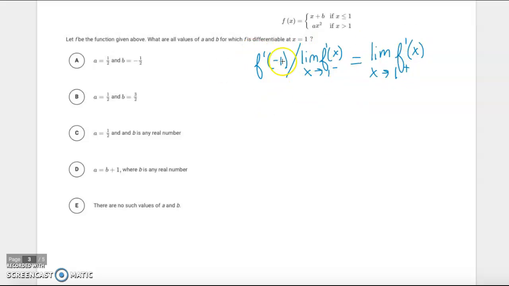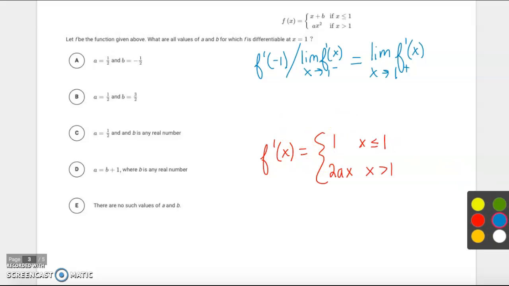And so when we're taught to do this with continuity, basically what you do is you make sure that these two pieces equal each other when you plug in this x value. So if we're going to do it for derivatives, though, you have to take the derivative first. So let's do that. So f prime of x would equal, derivative of x plus b would just be 1, and that's for x less than or equal to 1. And then the derivative of ax squared. a is a constant, so the derivative of ax squared would actually be 2ax for x greater than 1. Lovely.